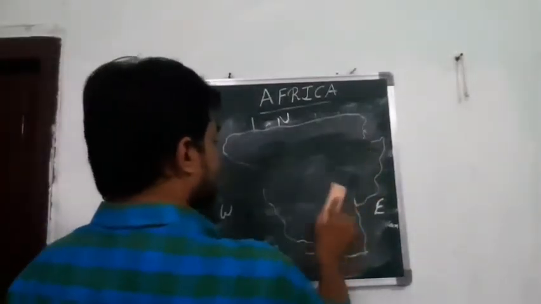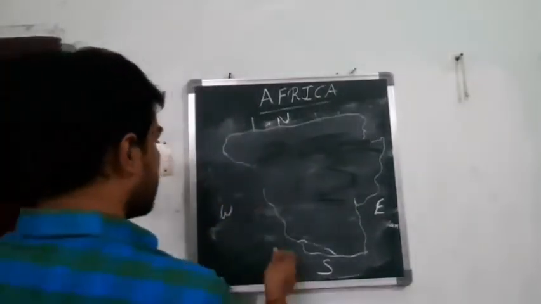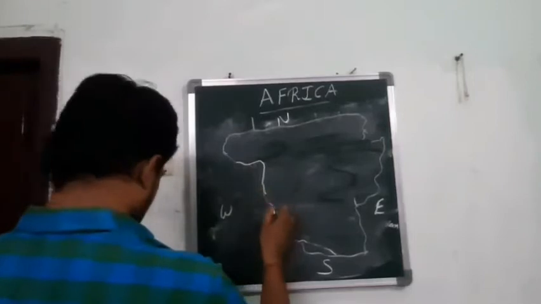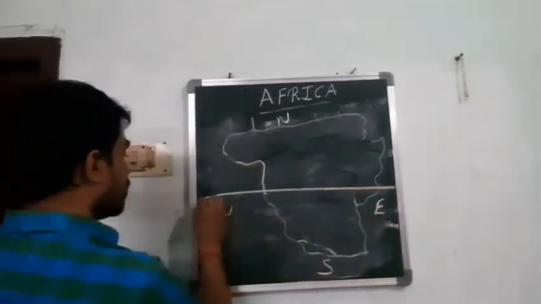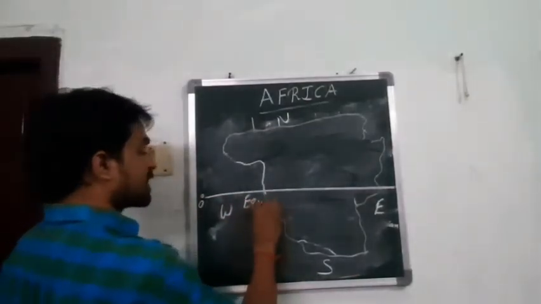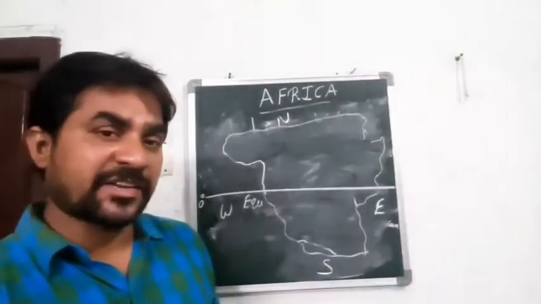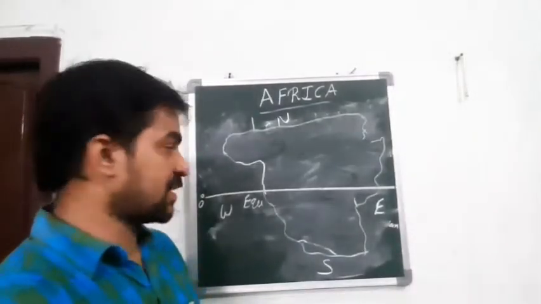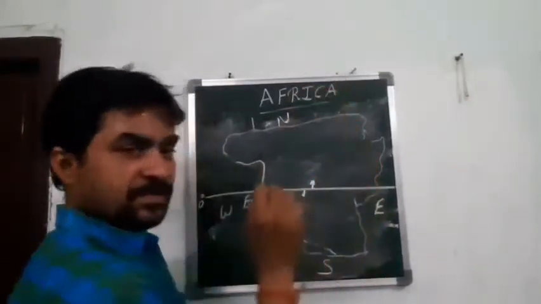Because Africa is one continent which comes under the tropics. So 0 degree latitude, that is the equator, passes through the center of Africa. We know that when the equator passes through the center, both sides of the equator have very high temperatures.